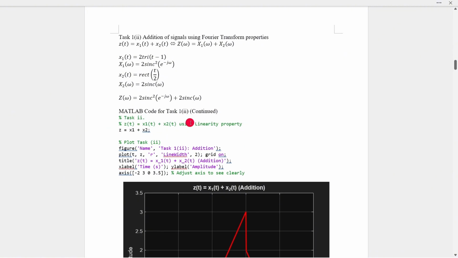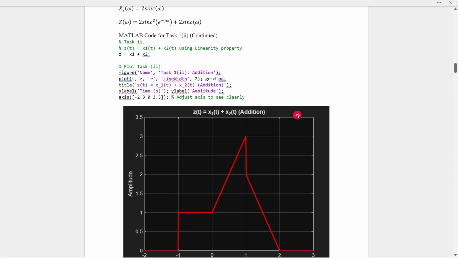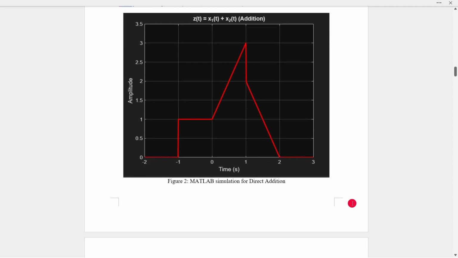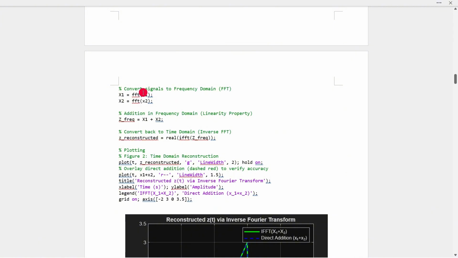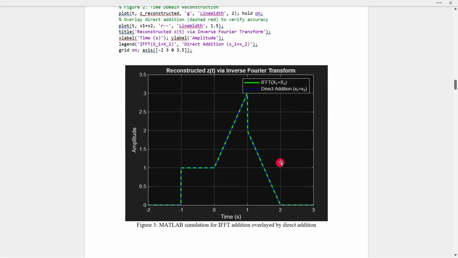And the continued MATLAB code for task 2 is, this one is the direct addition. We directly add the two signals in time domain, and this is the result. This code here is to convert the signals to frequency domain using FFT, and sum them up to get Z frequency. And then we convert back to time domain using IFFT. After plotting, this figure shows that both of the waveforms are the same, proving an accurate analysis.